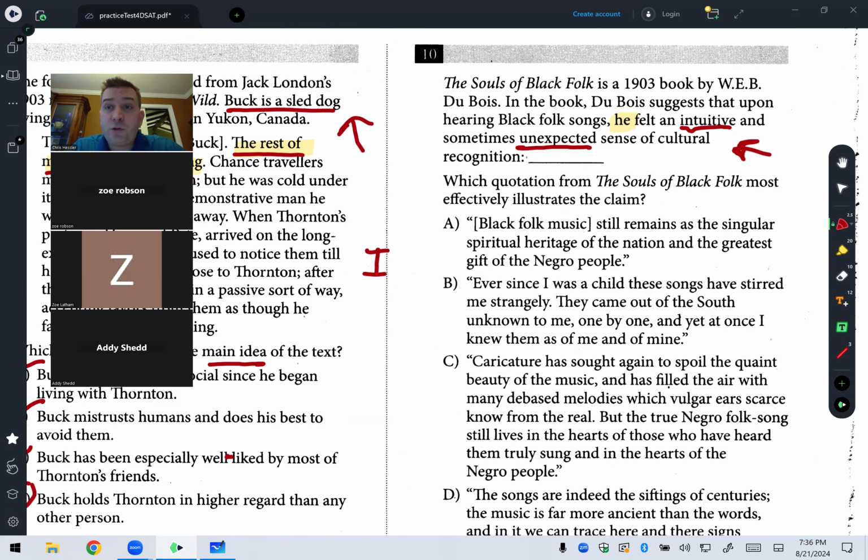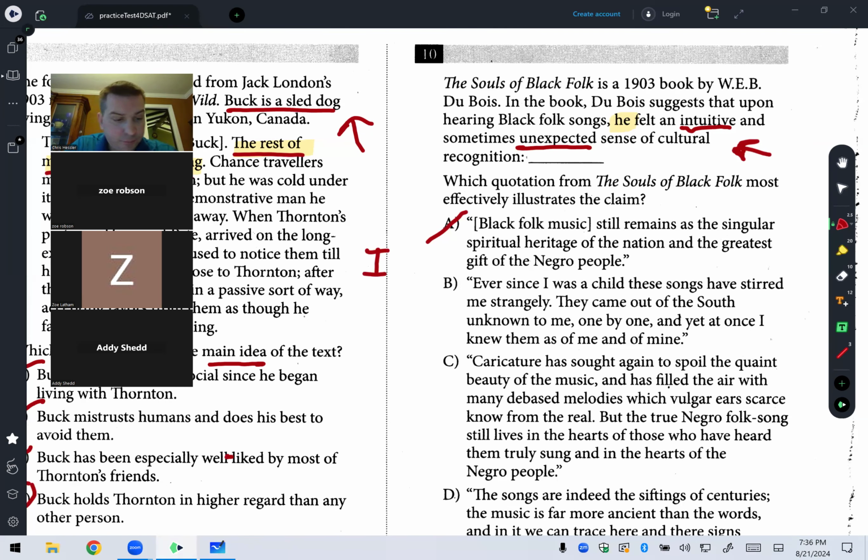All right, I'm just going to go through some of these answer choices. Does Du Bois mention his own experience in answer choice A? "Black folk music still remains as the singular spiritual heritage of the nation and the greatest gift of the Negro people." No. Du Bois does not mention himself or his own personal experience. Let's look at the next one.